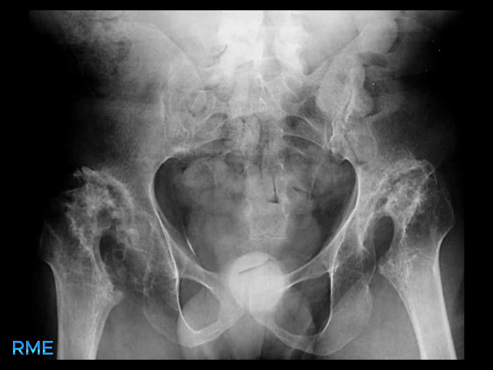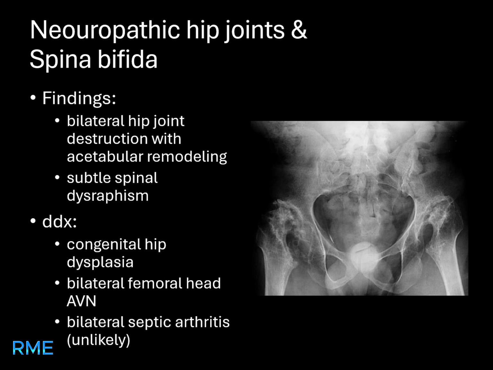Let's move to the next case. What abnormalities do you notice in this image? This image shows bilateral hip joint destruction with acetabular remodeling and subtle spinal dysraphism. These findings suggest neuropathic hip joints with spina bifida.